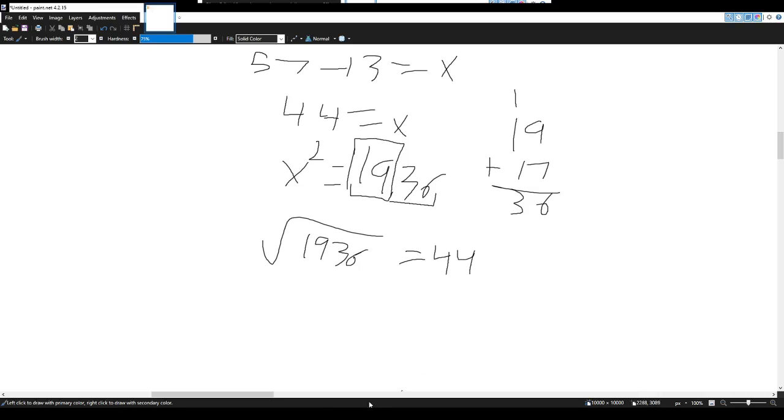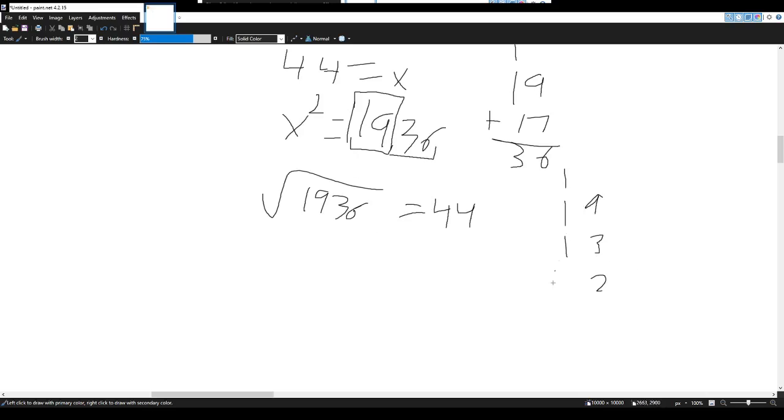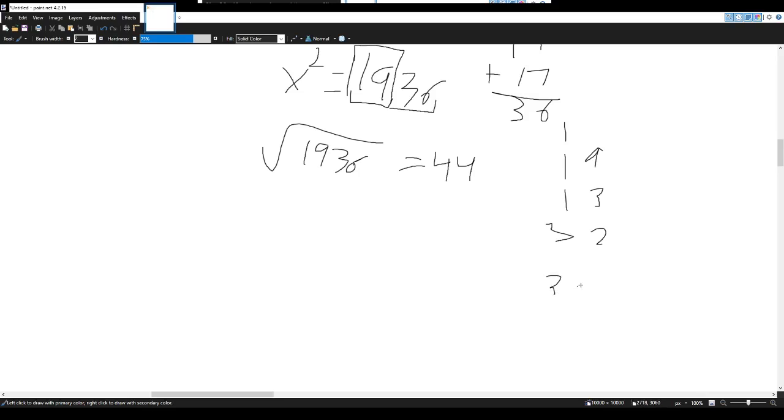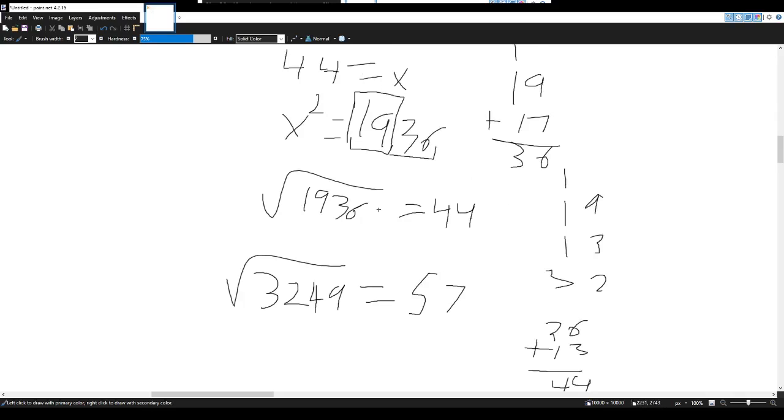But also, it said if you add 13 years to each age, you should get another perfect square. So 19 plus 13 is 32, and then 36 plus 13, 49. Okay, so which means root 3249 should be an integer, right? Because that should be a perfect square. So let's see, 3249 in the calculator. This is 57, which means that we're good, right?